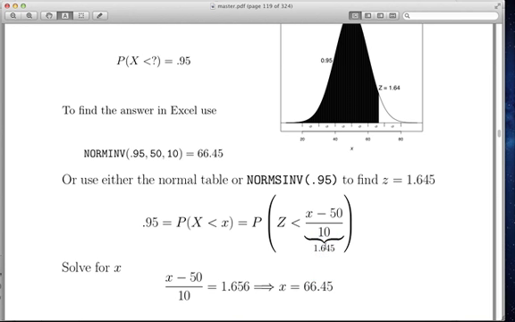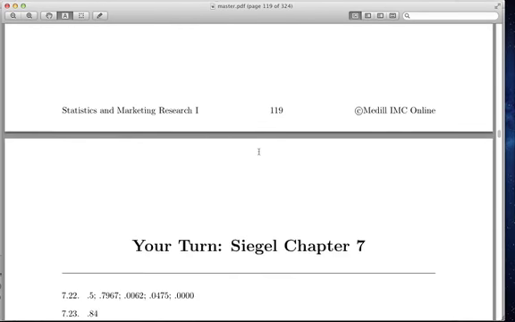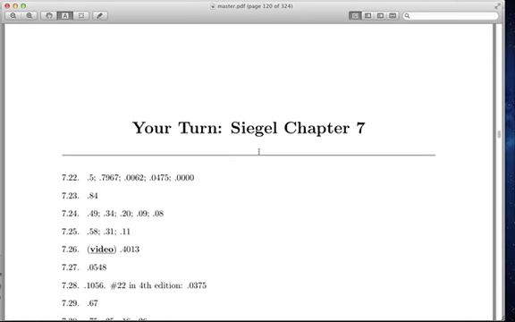So for this quantity, I need to solve for x. This whole thing has to equal 1.645. And if we do that, notice we get 66.45. And that's exactly what the norm inverse function gave us in Excel. All right, so now I suggest that you try some problems on your own in Excel.